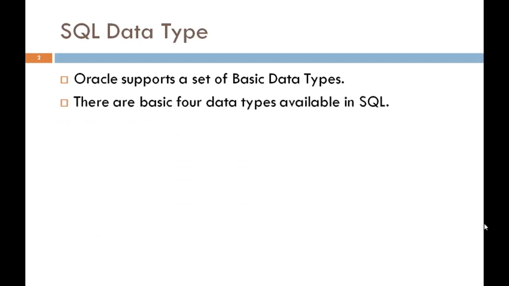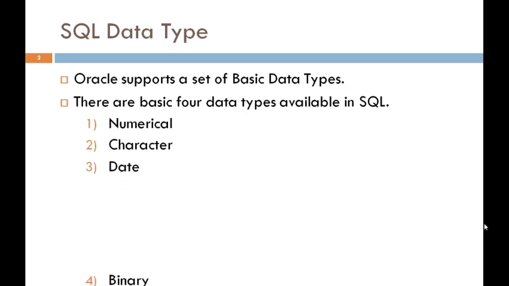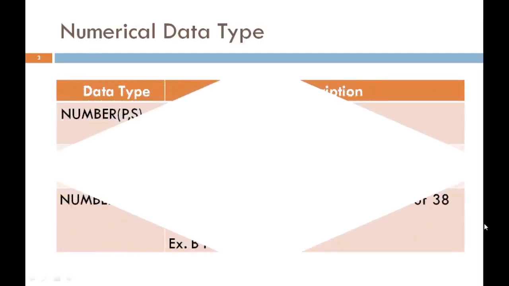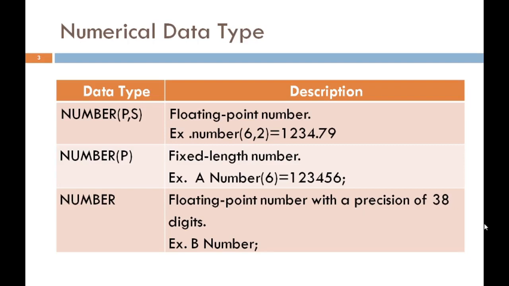There are four basic types of data types available in SQL. The first one is numerical, the second one is character, the third one is date, and the fourth one is binary. Now, first we see the numerical data type. The numerical data type has three categories. Based on the requirement of the user, we use these numerical data types. The first one is NUMBER(p,s), where p is the precision and s is the scale.